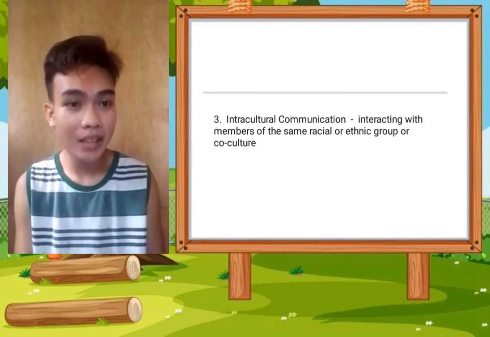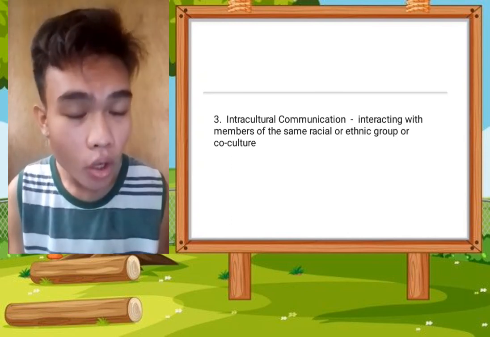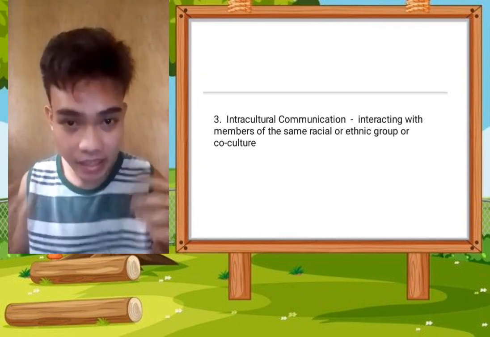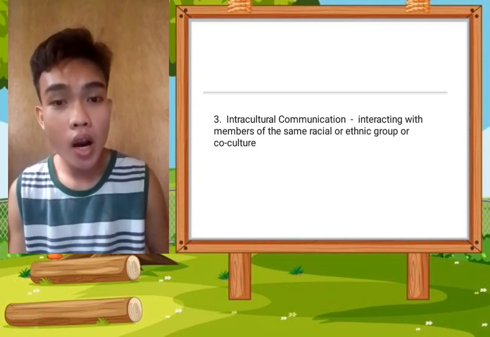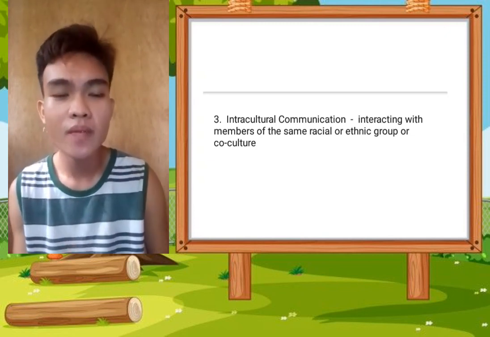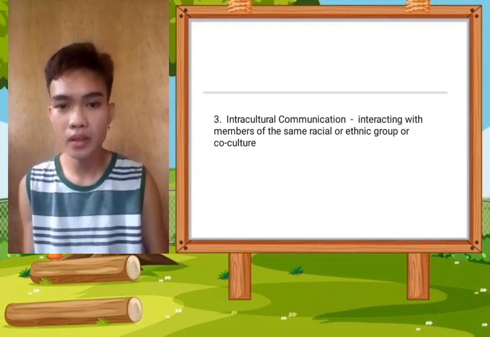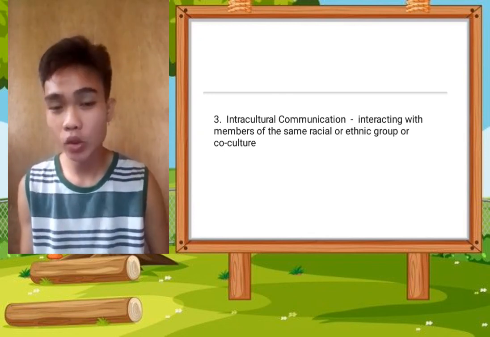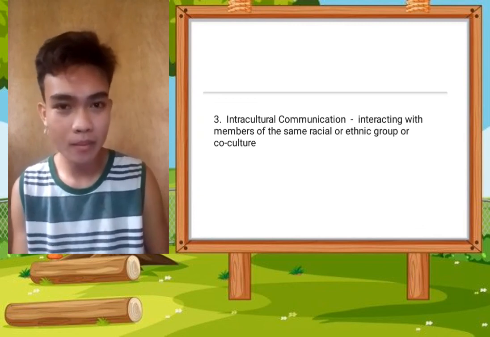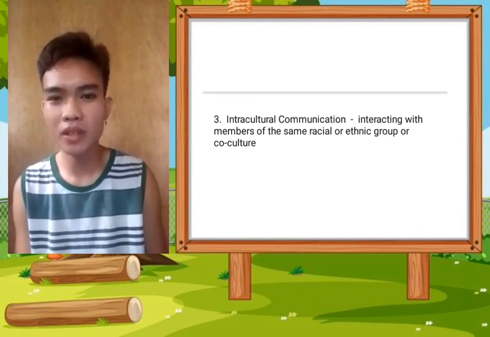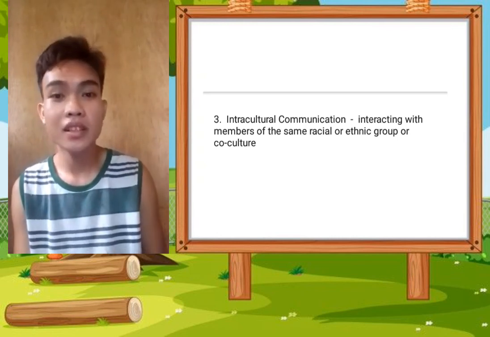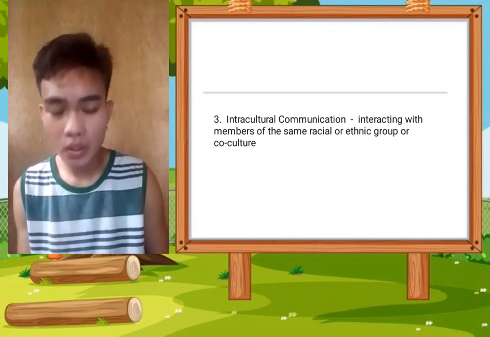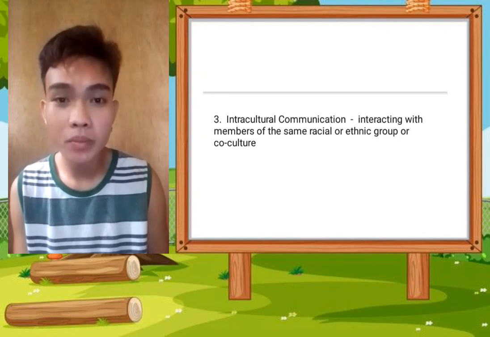Intracultural communication. Interacting with members of the same racial or ethnic group or co-culture. By that point, we can easily communicate with each other because we are the same in race or the ethnic group that we belong to. We may have some different attitudes or cultures, but it's very easy to interact. Bisaya to Bisaya, Subanen to Subanen, Muslim to Muslim. It is very easy to communicate with each other if we are of the same race or ethnic group. So those are the 3 forms of intercultural communication.